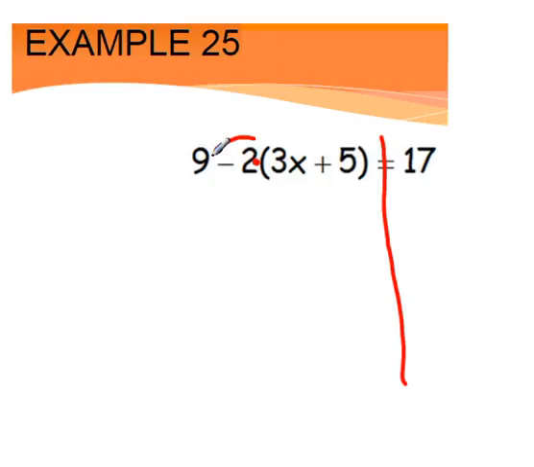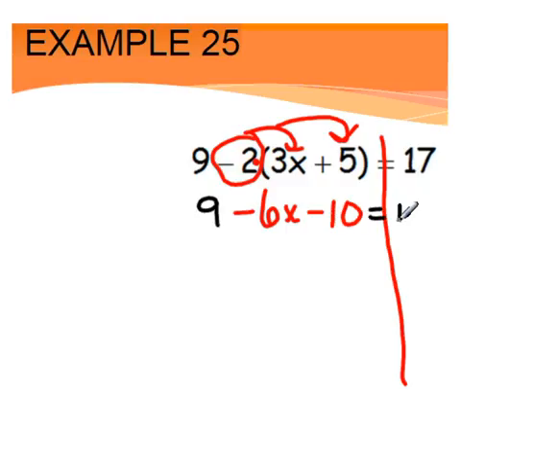So we have to start by distributing this negative 2. So the negative 2 times 3x will give us negative 6x, and the negative 2 times 5 will give us negative 10. And then I can bring down the 9, and the equals 17.